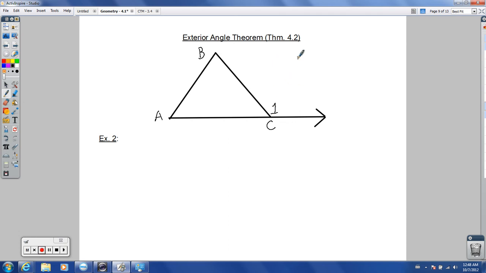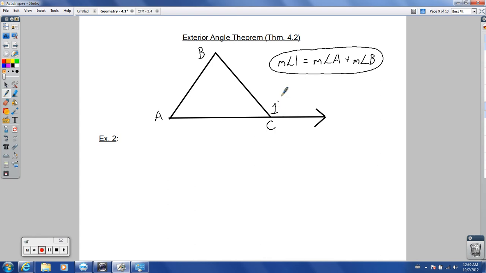So the exterior angle theorem 4.2 says that the measure of angle 1 equals the measure of angle A plus the measure of angle B. Now if you want to see the proof of why that actually is true, you could look on page 196 in your books. They prove why it's true, but I'll just verbally explain why this actually works out.